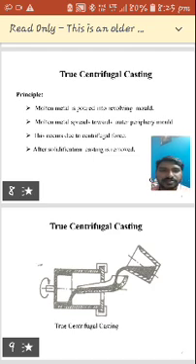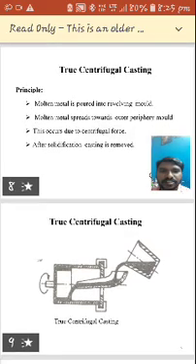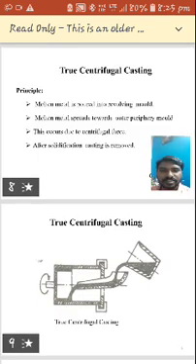What is the principle of true centrifugal casting? The molten metal is poured into a revolving mold. The molten metal spreads towards the outer periphery of the mold due to centrifugal force. After solidification, the casting is removed. It is a very small and easy process.